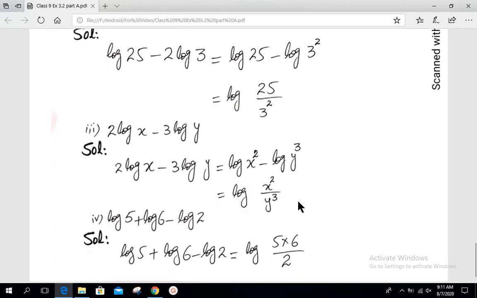Part number 4. Log 5 plus log 6 minus log 2. Very simple and easy. Write single log. This plus sign will give you the product, 5 into 6, minus sign will give you the denominator value. So my final answer becomes log 5 multiplied by 6 whole over 2. That makes the answer complete.